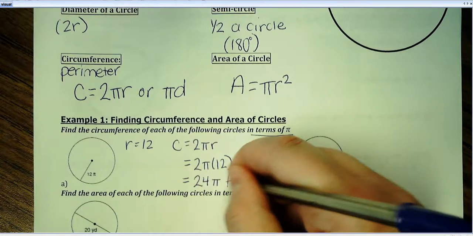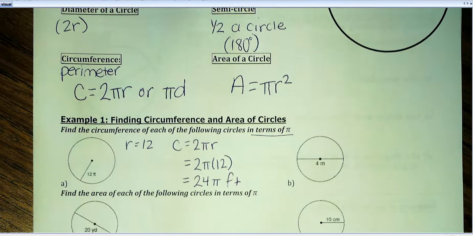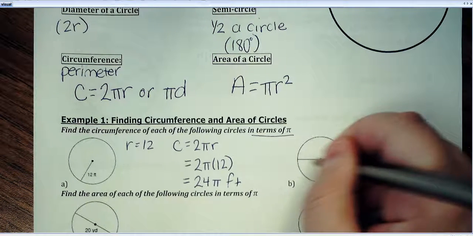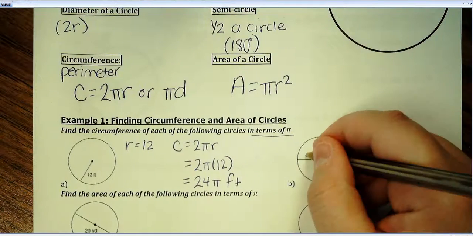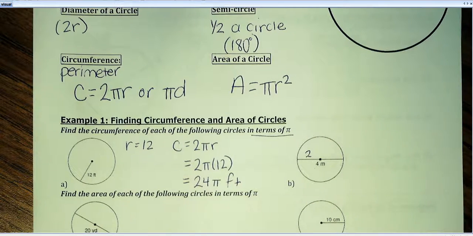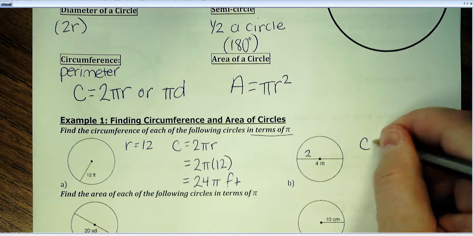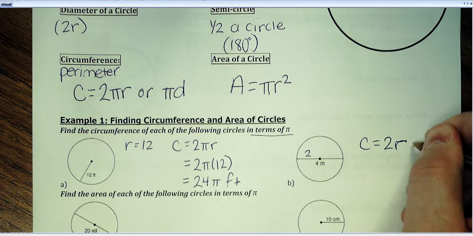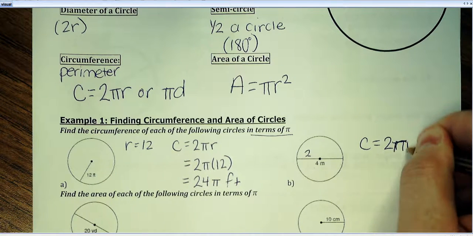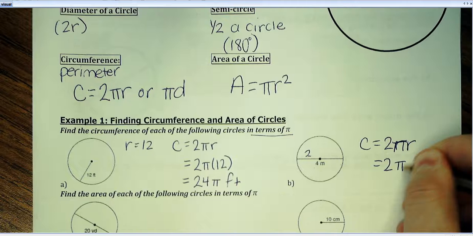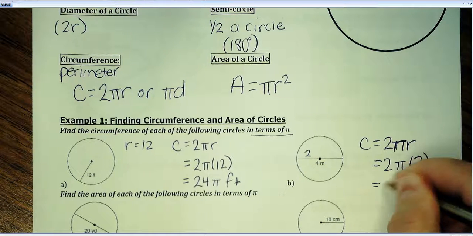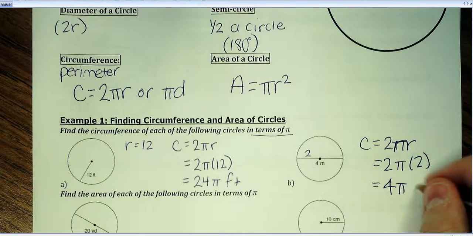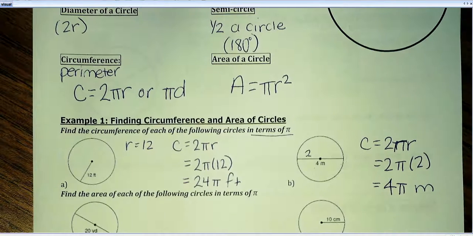Now this would just be feet. If we're talking about a distance of any kind, it's not squared or anything like that, so the label would just be feet. Now here, the diameter is being given to you as 4 meters, so that means the radius is 2. If I want to find the circumference in terms of pi, 2 pi times my radius, so 2 pi times a radius of 2 would give me 4 pi, and this would be meters.